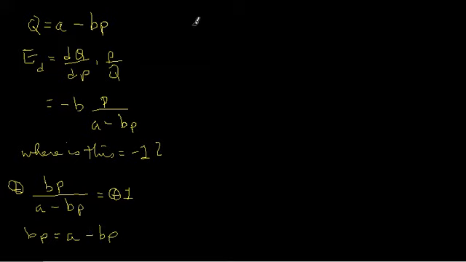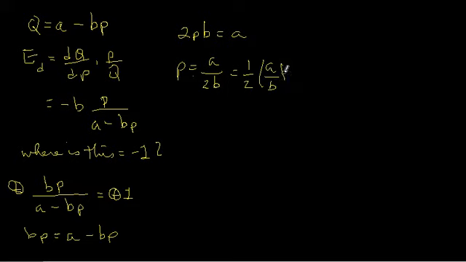or let's go up here to the top, 2BP equals A, so that the price at which elasticity is -1 is equal to A over 2B, which is 1/2 A over B.